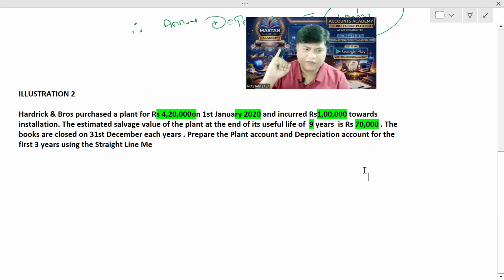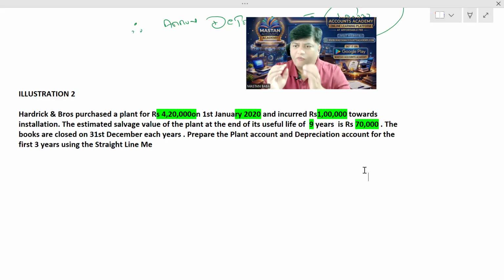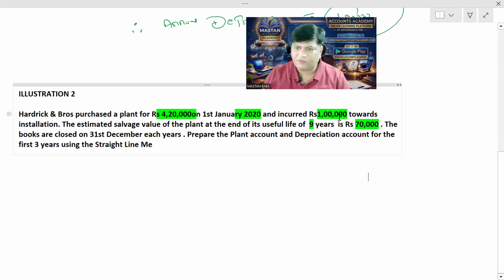Hardik and Brothers purchased the plant for 4,20,000 on 1/1/2020 and incurred 1 lakh towards the installation. So dear students, whatever expenses we have incurred before putting the asset to use, all expenses are to be capitalized. Whatever we incur before using the asset, its carriage, freight, installation, erection charges, whatever it may be, all should be capitalized. So what is the asset value? 4,20,000 plus 1 lakh, that is 5,20,000 is the asset value, and the salvage value after 9 years is 70,000.